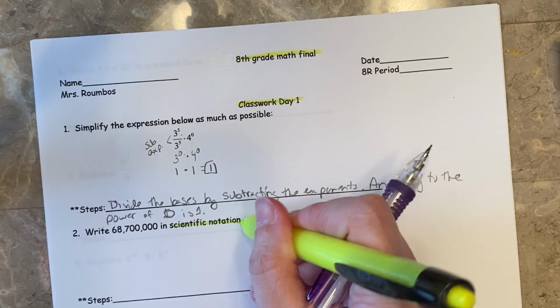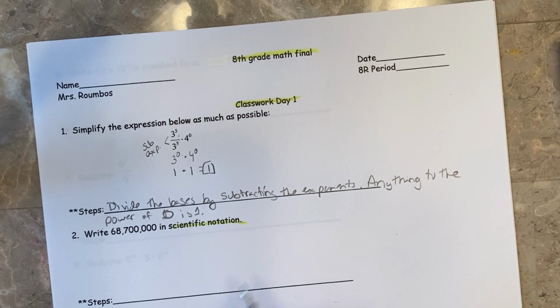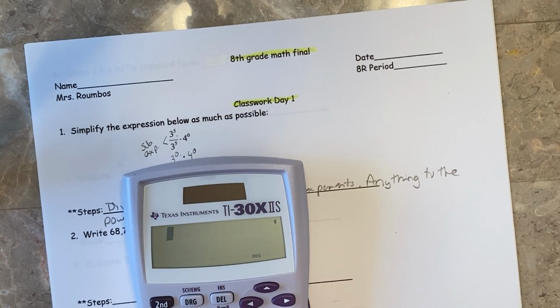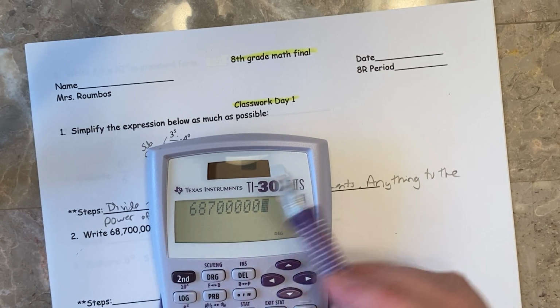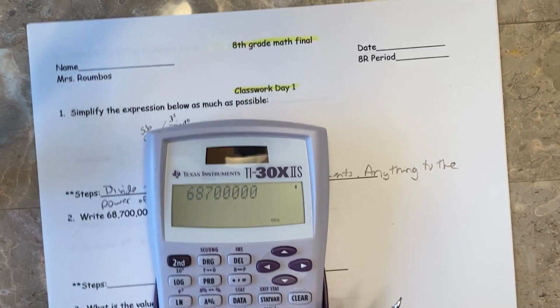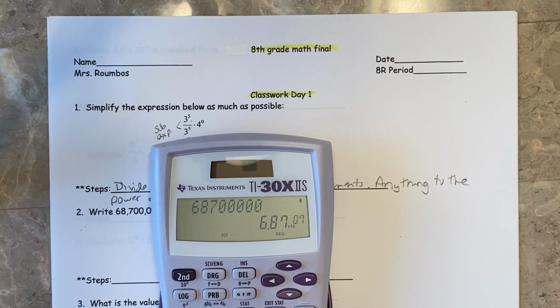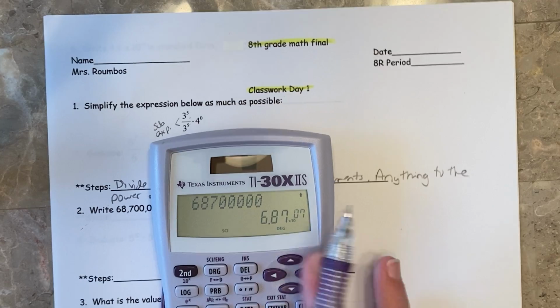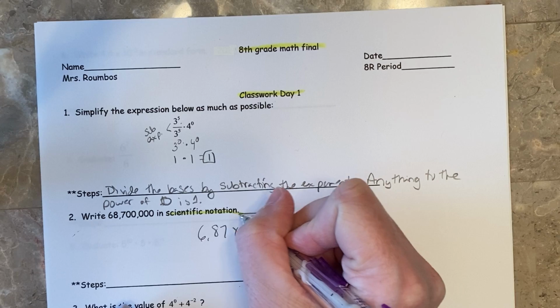All right, next question. We want to write this in scientific notation. So basically, I'm just going to write down the steps for the calculator because as long as you put it in the calculator, I'm okay with it. So 68,700,000. Make sure you have 1, 2, 3, 4, 5. Okay, so what you want to do is press your second, and then press your DRG and move over to SCI. Okay, and then press enter, and that'll give us an answer, 6.87 times 10 to the 7th.